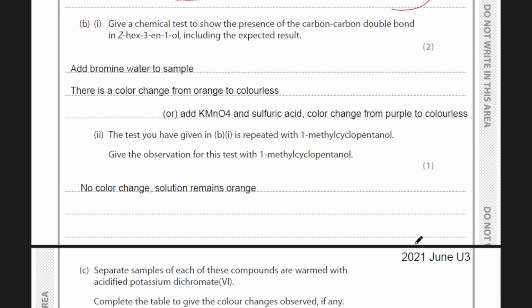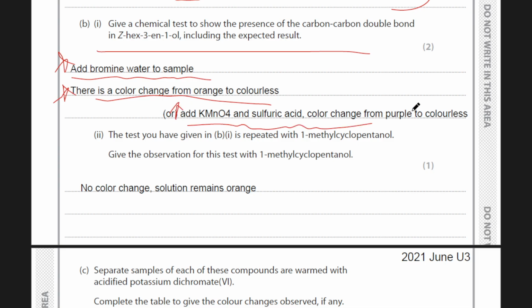Give a chemical test to show the presence of the carbon-to-carbon double bond in Z-hex-3-en-1-ol, including the expected result. So you add bromine water to the sample. There is a color change from orange to colorless. You can also add KMnO4 and sulfuric acid, and the color change will be from purple to colorless.